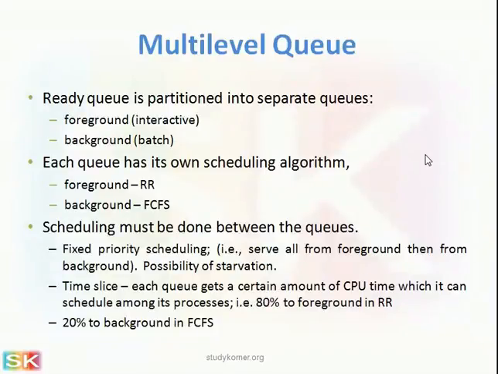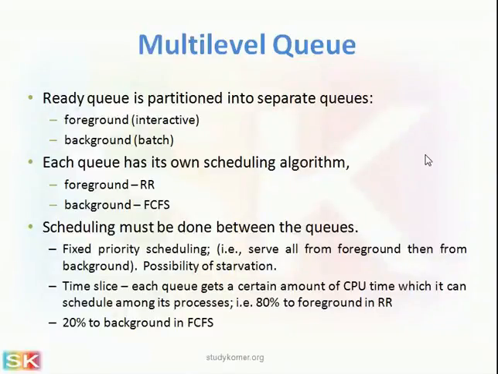So each queue has its own scheduling algorithm. It can be round robin, FCFS, priority, SJF, anyone, and scheduling must be done between the queues. Fixed priority scheduling, that is, which queue is having the highest priority, which queue is having the lowest priority, or we can assign them some time slice according to their priority, that the highest priority queue will be executed for 80% of the time, and for 20% of the time your background processes or the lower priority queue will be executed, right?